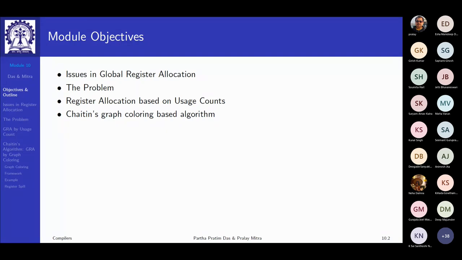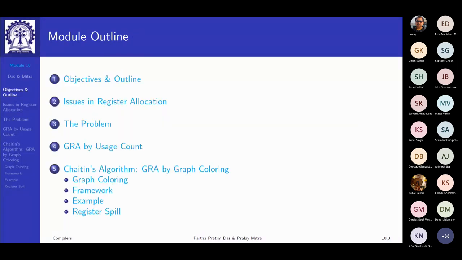So we will introduce some of the basic issues in register allocation, and then discuss a theoretical formulation of the register allocation problem, and provide certain algorithms for solving the problem. This is our outline, as you can see.